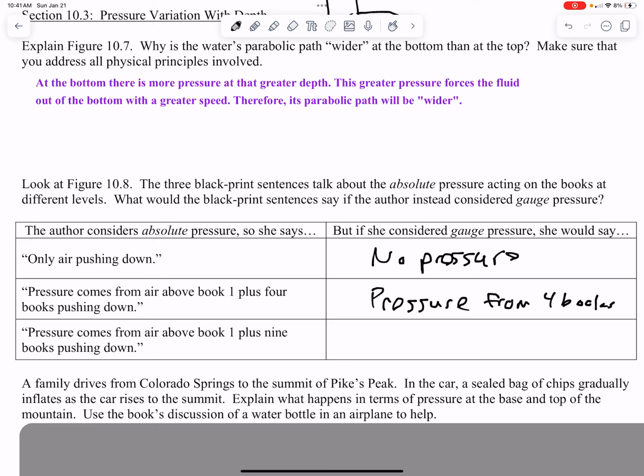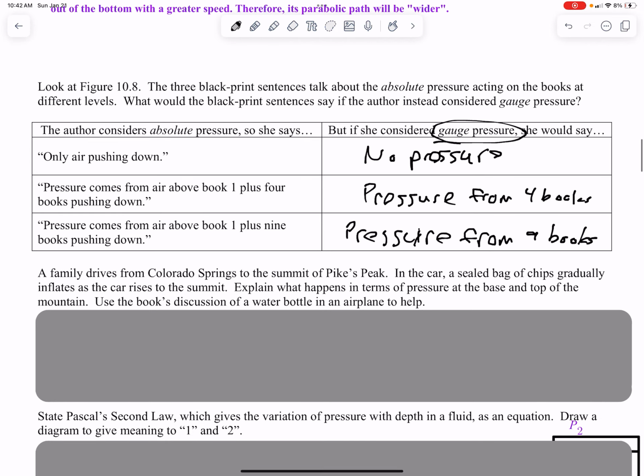Okay, and then same thing with the last one. The last one was that bottom book, the 10th book, which would be essentially the pressure coming from the air above book 1 plus the 9 books. Well, again, we're not accounting for air pressure, so it's really just the pressure from 9 books above. So again, the difference in this second column is that gauge pressure is only accounting for the fluid pressure. It's not accounting for the air pressure outside the container, or in this case, outside the stack of books.